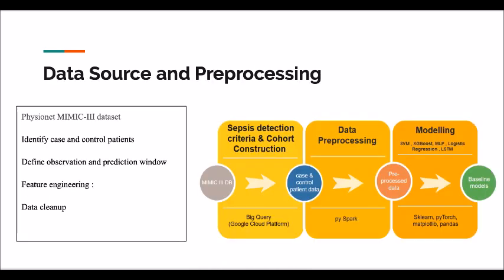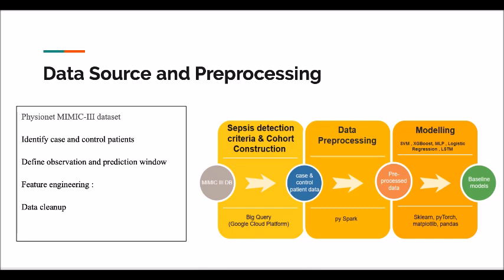Data source and pre-processing. We divided this into 3 steps. So the data source being used is the PhysioNet MIMIC 3 dataset. The first step was to detect sepsis criteria and cohort construction. For this, we have to identify the case and control patients. The case and control patients are identified using a SOFA score greater than 2.